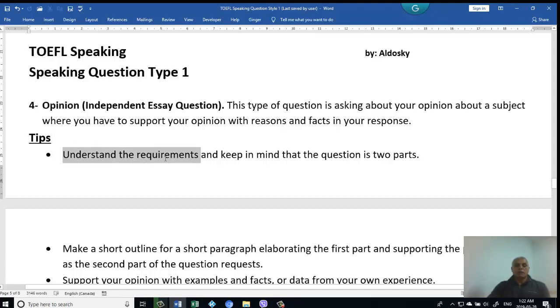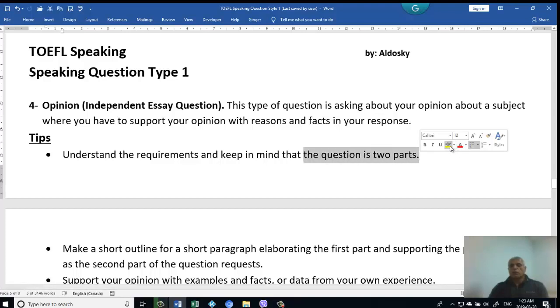Understand the requirements and keep in mind that the question is two-part. You have to know here the question is two-part. It's not only one part. Okay, we have to be very careful. And you see it's two parts.